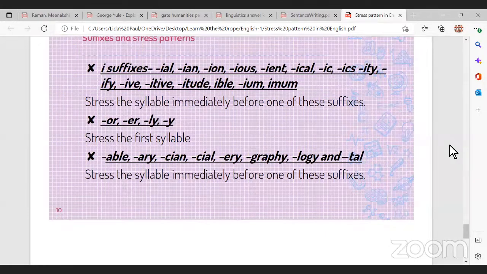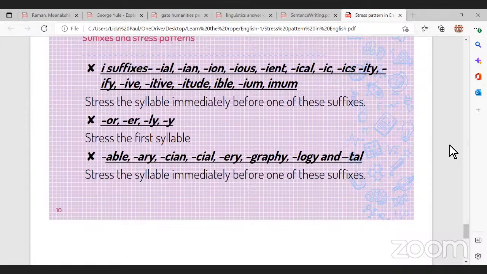So see here, I suffixes: I-A-L, I-E-N, I-E-N-T, ic, ical, ix, ity, ify, and so on. All of these I suffixes take the stress on the syllable before them. So this is the penultimate syllable, right? Whenever you see these suffixes, shen, examination, right? Or implication, recommendation. So whenever you have the shen suffixes, again, you will have the stress on the penultimate syllable.